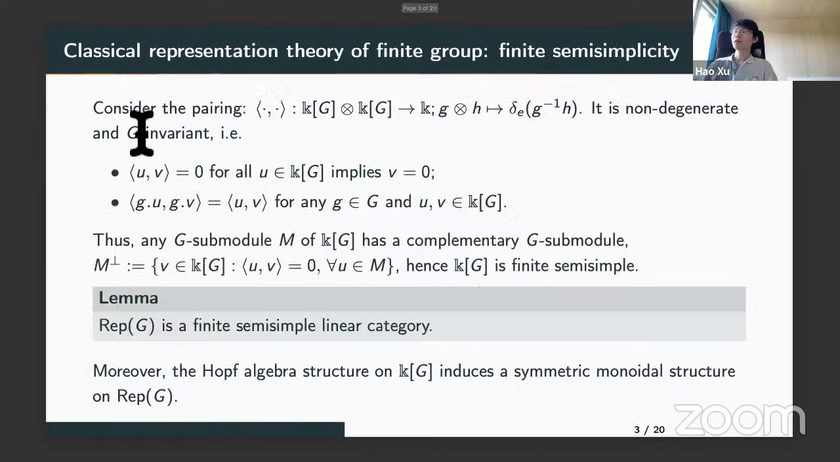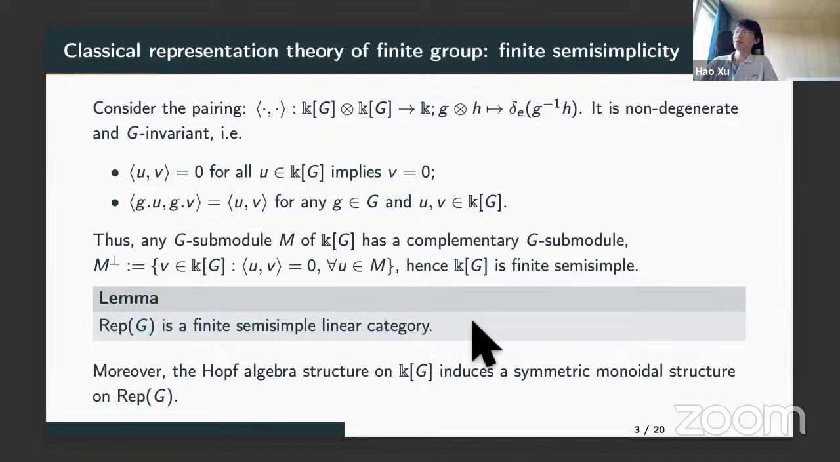Okay. Now let's consider this bilinear pairing on the group algebra. This bilinear pairing is non-degenerate and G invariant. Therefore, suppose M is a G submodule of our group algebra, then its orthogonal complement turns out to be a complementary G submodule. So our group algebra is finite semisimple. And that is equivalent to saying Rep G is a finite semisimple linear category.